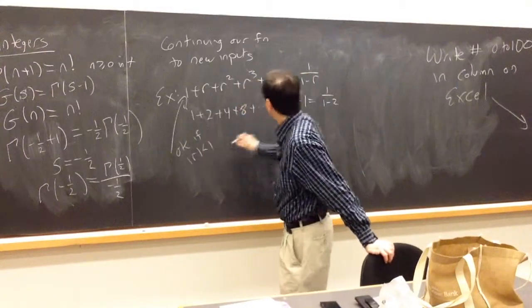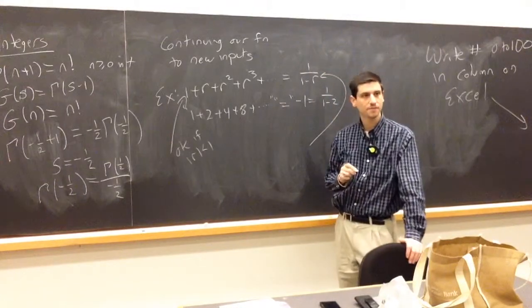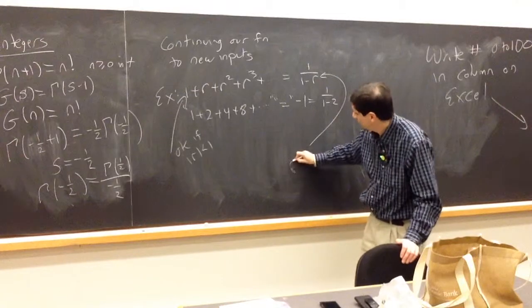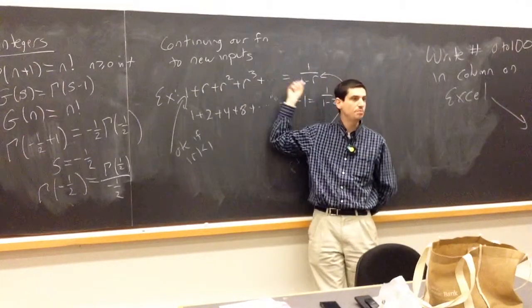Absolute value of r is less than 1. What about this one here on the right? When is this well behaved? When r is not 1. These two functions agree when they're both defined.